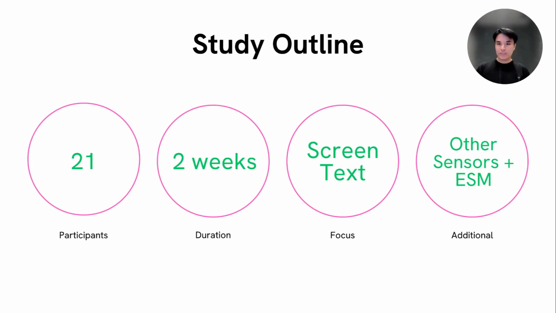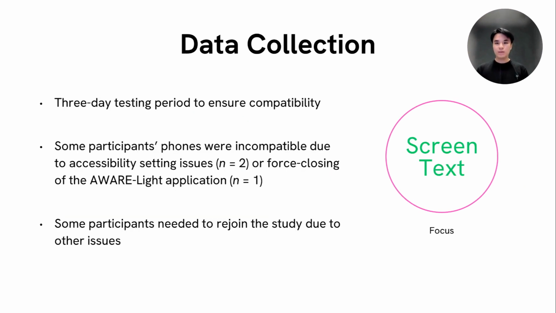To validate the use of our sensor to capture data in the wild, we conducted a 2-week study with 21 Android phone users. They were provided with instructions to install the Aware Light application, after which they used their smartphones in their natural environment for 2 weeks, before answering a debriefing questionnaire. We primarily aimed to collect screen text data, but we also collected additional sensor data and experience sampling method or ESM questionnaire responses. Let's first take a look at screen text collection.